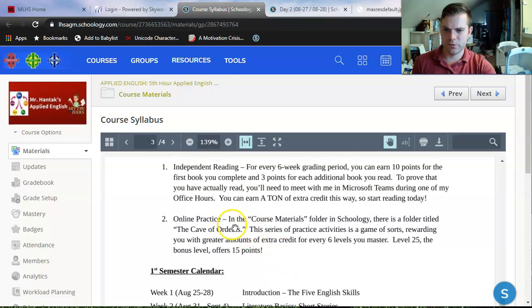The other way is through the Cave of Orios. I'm going to show this a little more in a later lesson just for time today. But if you look in course materials, there is a folder titled the Cave of Orios.